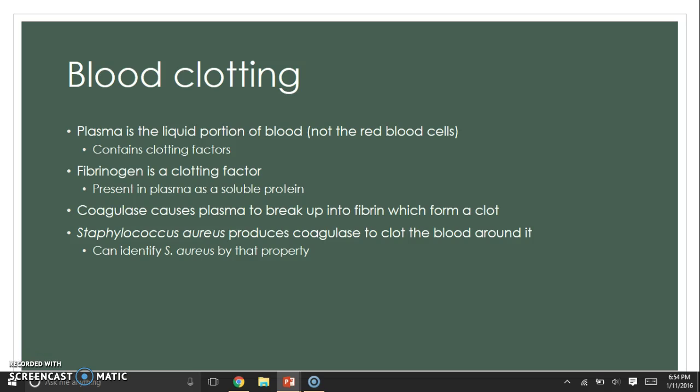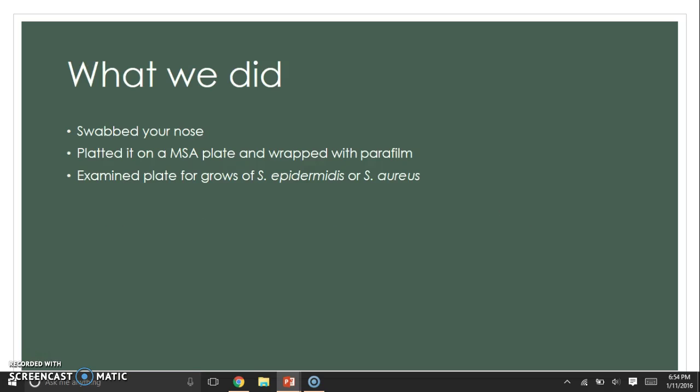All right. Staphylococcus aureus can produce coagulase, and what that does is it clots blood around the microbes so it can hide from the host defenses. So what you can do is take a swab, put it in a solution, and then add plasma to it, and you can identify whether or not something is Staphylococcus aureus based off of this production of coagulase.